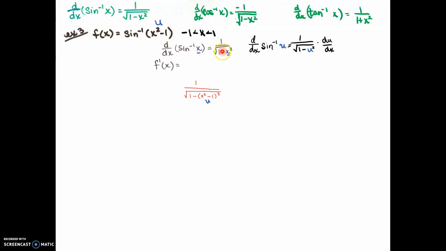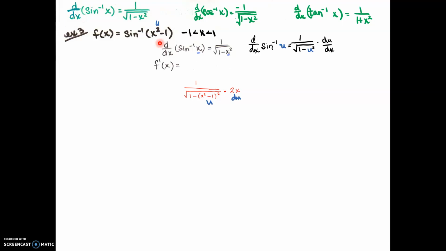All right, so let's work on our formula then. That's going to be 1 over the square root of 1 minus u squared. 1 over the square root of 1 minus, u is x squared minus 1, squared. Now we need to multiply by the derivative of u. So again, if u is x squared minus 1, the derivative of that would be 2x. So that's where we're getting our derivative.